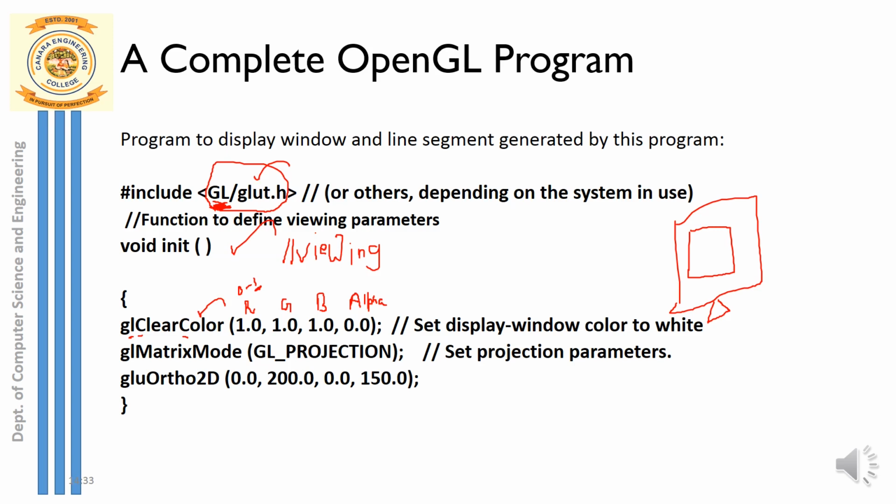If I want a red background, how do I set it? Only the red component I have to set on. So red component 1.0, green 0, blue 0, and the last one I'll tell you what it is, I'll set it as 0. What is the meaning of this? Only the red color is set to on, the remaining are all off. So it indicates a red background. Similarly, if I want a green background, I can set 0, 1, 0, 0. If I want a blue background, I can set 0, 0, 1, 0. So this is how I set a background color.